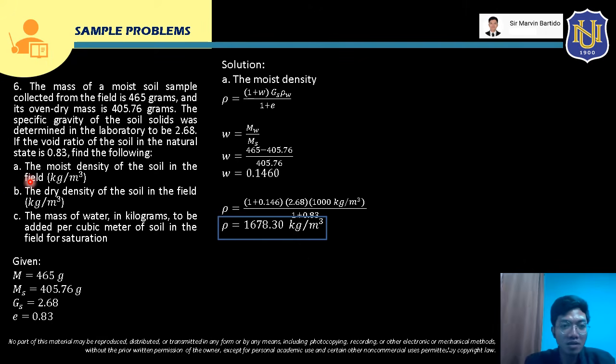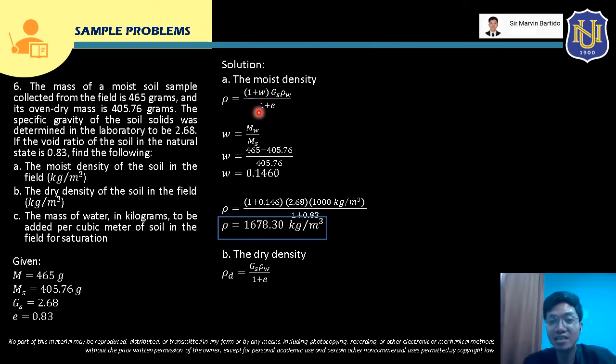For letter B, we are asked to solve the dry density. Since we already have the moist density, class, we can use this. Isn't this the dry density? Right, G sub S times rho of water over 1 plus E. That's the dry density, right? So we can use that, class.